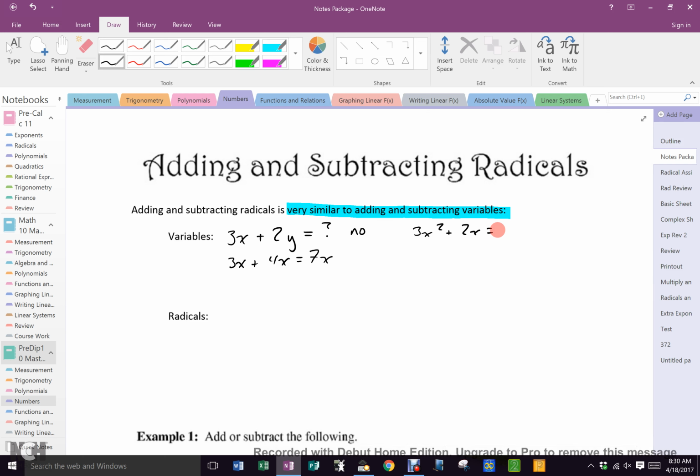Why are they not like terms? One's a squared and one's an x. Those aren't the same things, are they? X squared is way bigger than x. So this is no. But could you do this? And what would that be? 5x squared. Yes, of course it is 5x squared. Alrighty.